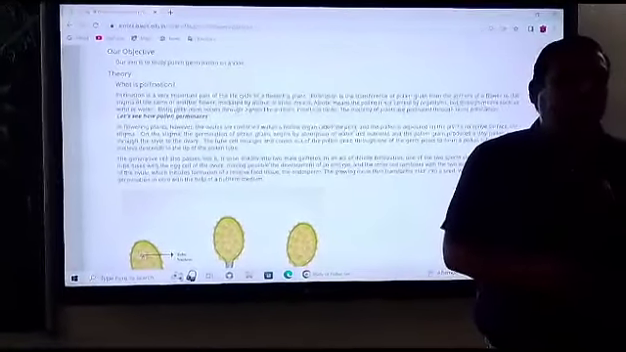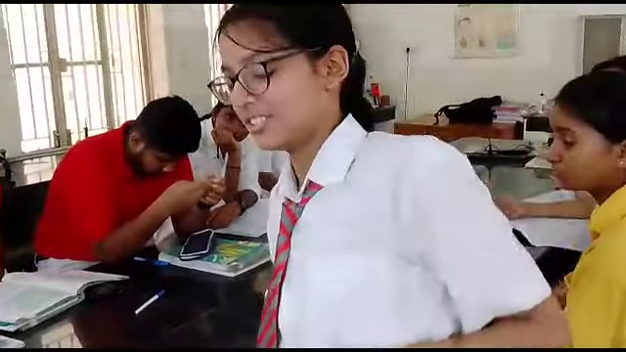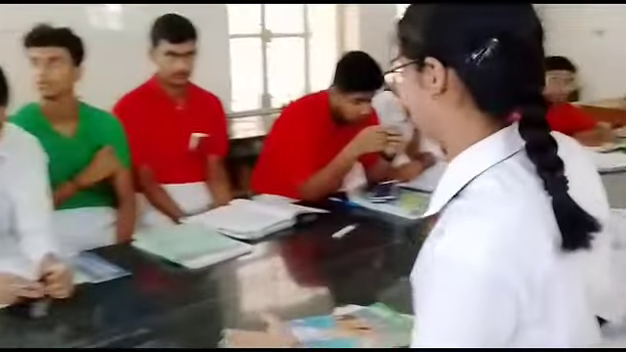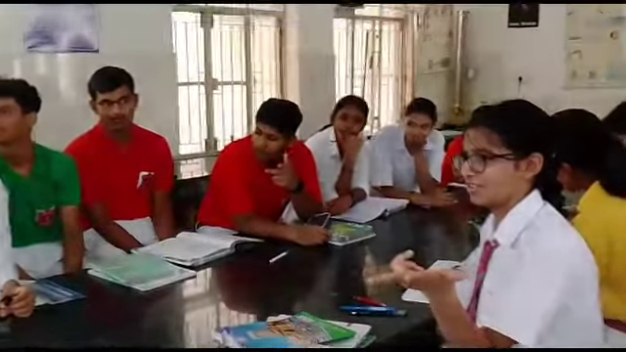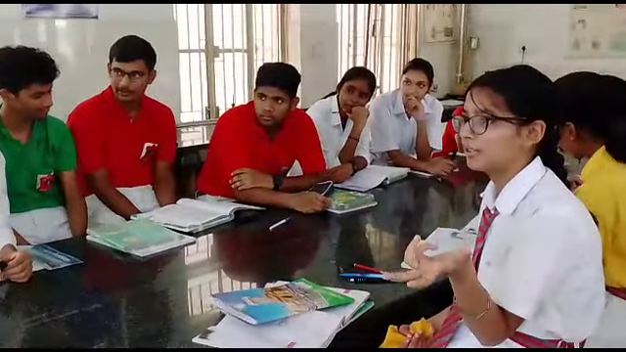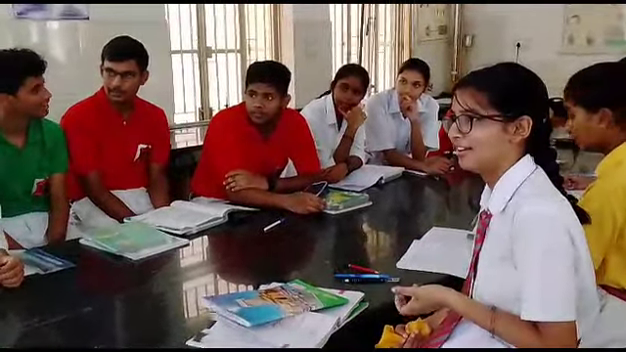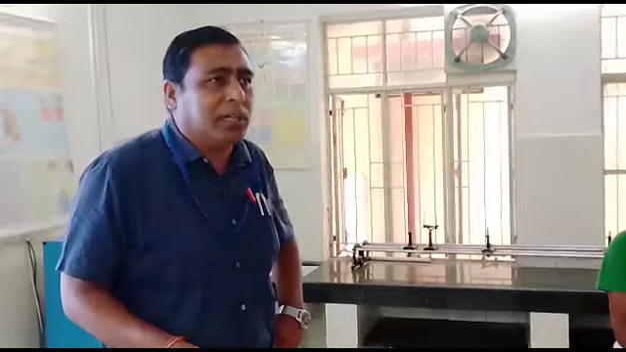How many types of pollination are there, Jayanti? Cross pollination and self pollination. She has just given what she has studied in the previous years. Today we are revising also. One is autogamy, pure autogamy. Second is geitonogamy, and third is xenogamy.